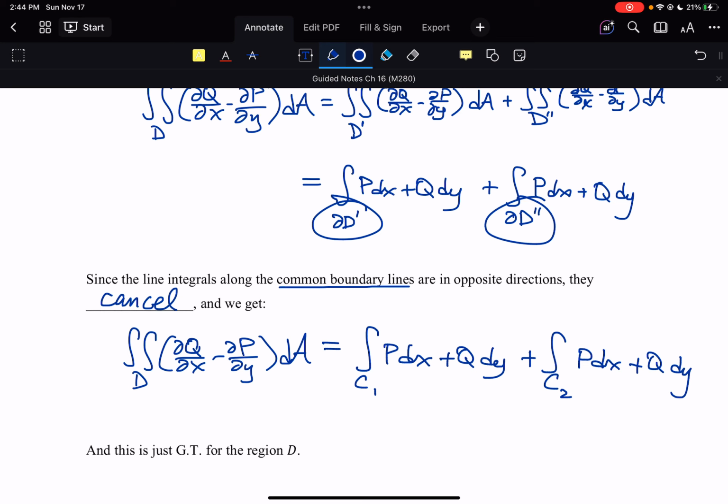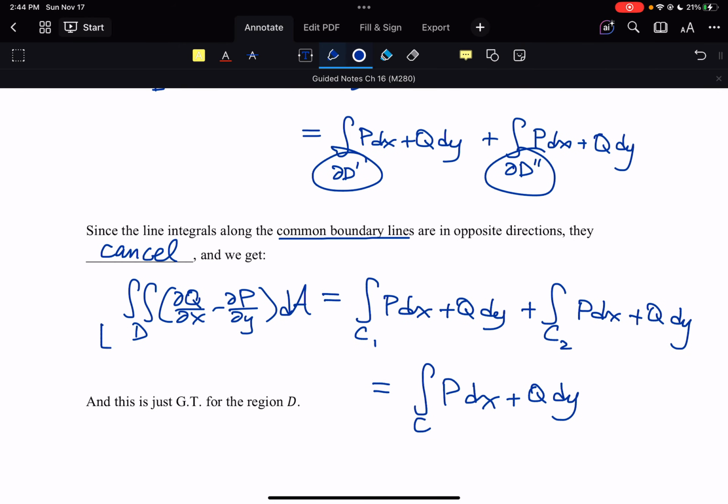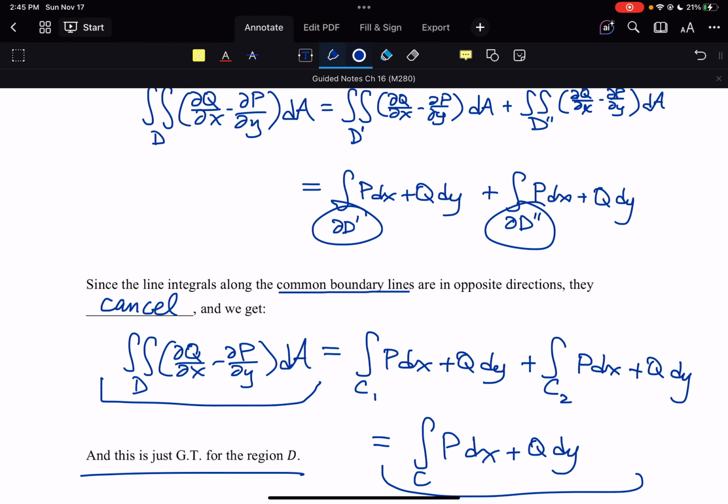If you consider C1 and C2 to both be pieces of the same piecewise curve, this would give us the line integral over C of P dx plus Q dy. And that, from here to here, is just Green's theorem for the region D. So we can apply Green's theorem to regions with holes in the middle. Even though the hole in the middle might have opposite orientation around its boundary curve, and there are no connecting pieces, it turns out we don't need them. Green's theorem will still work.